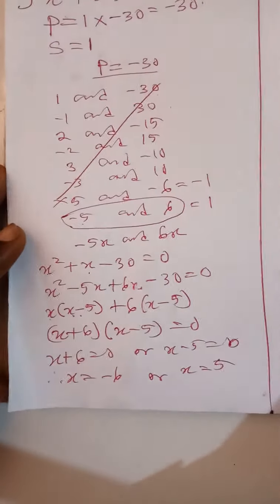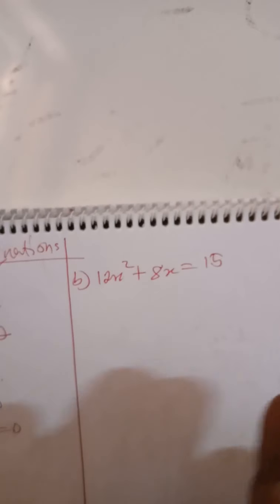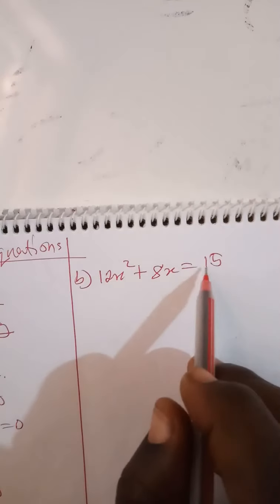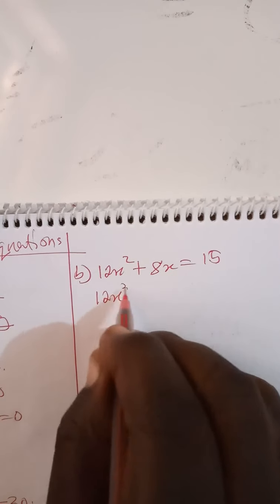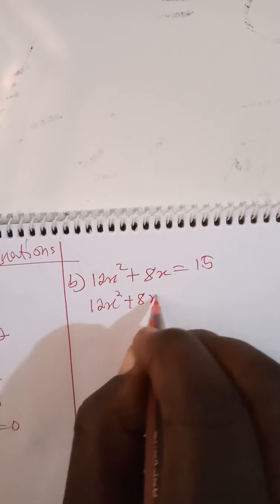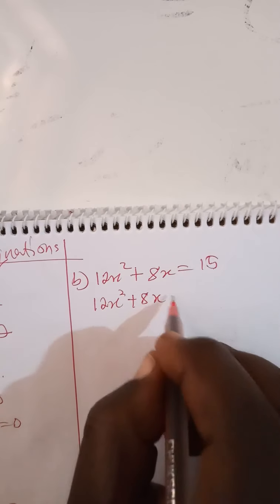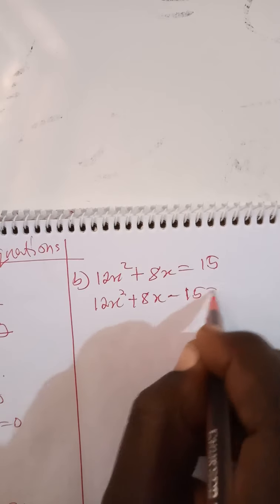I've solved that. Okay, the next question we have is B. It is 12x squared plus 8x is equal to 15. The first thing I must notice here is that it is not in the standard form or the proper form. So the standard form here is going to be when I move this constant term to the other side. And so I'm going to have 12x squared, which is the first term, plus 8x. Now, if 15 crosses to this side, it becomes minus 15 is equal to 0.